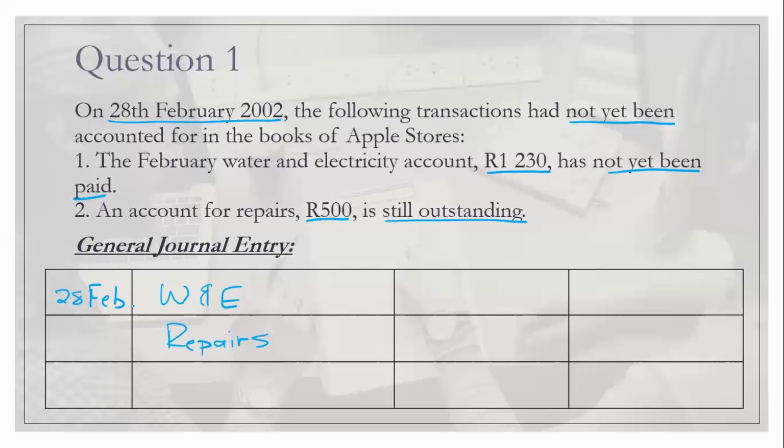Debited. Good. And then what do we credit? The accrued expenses. What is the value of the water and electricity account? 1,230. And the repairs? 500. Giving us a total for the accrued expenses as? 1,730. Perfect. All right.